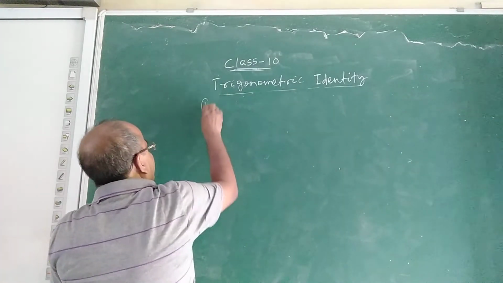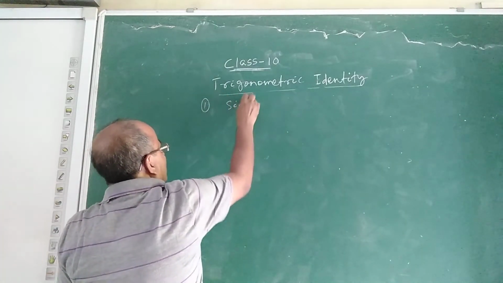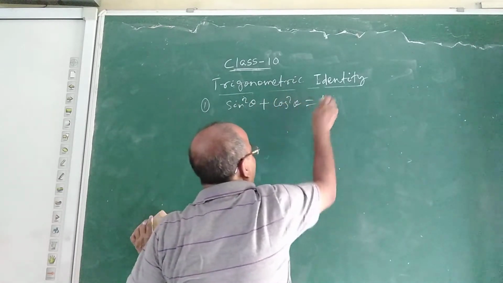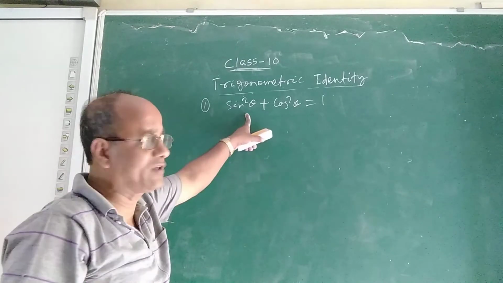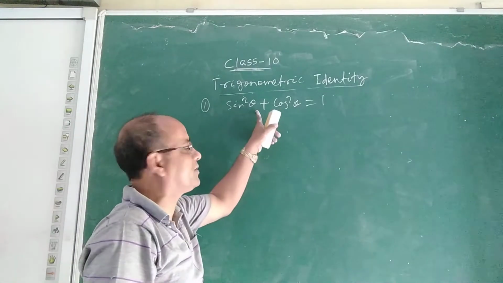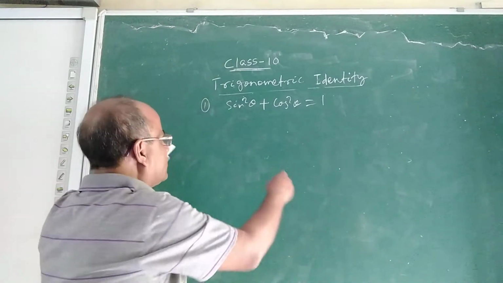This is a new relation, of course. Look at the identity: sin square theta plus cos square theta is 1. This is also a trigonometric identity. That means it is true for all values of theta. I am giving an example, then I will do the proof part.